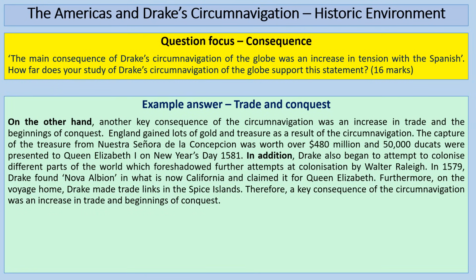In addition, Drake also began to attempt to colonize different parts of the world, which foreshadowed further attempts at colonization by Walter Raleigh. In 1579, Drake found Nova Albion in what is now California and claimed it for Queen Elizabeth. Furthermore, on the voyage home, Drake made trade links in the Spice Islands. Therefore, a key consequence of the circumnavigation was an increase in trade and beginnings of conquest.